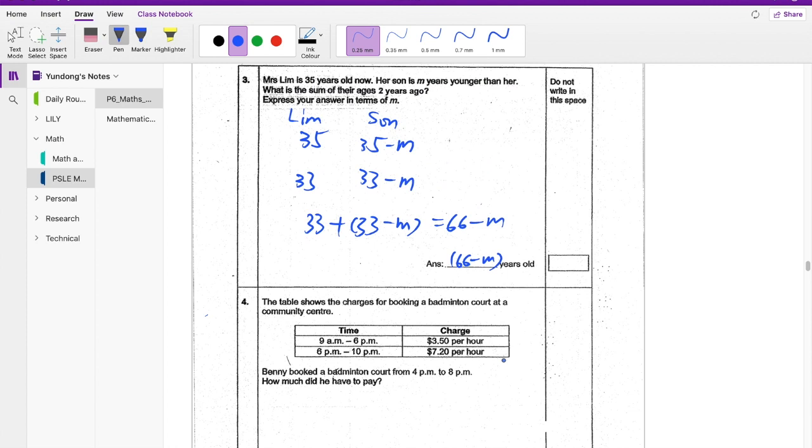For age problems, we need to remember that the age difference between a parent and a child never changes. Whenever you are young, your parent is, for example, 20 years older than you, but when you are old, your parent is still 20 years older than you. This one is not changed.